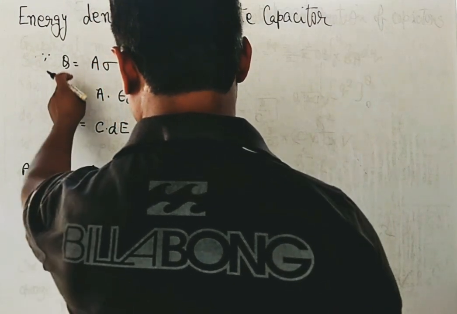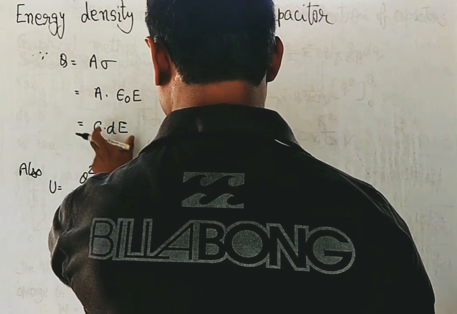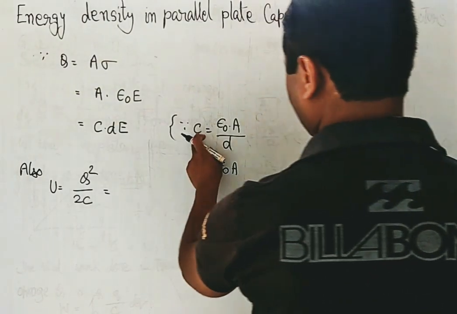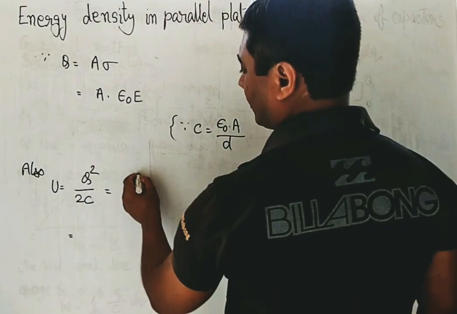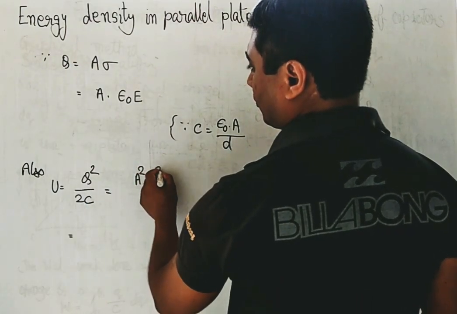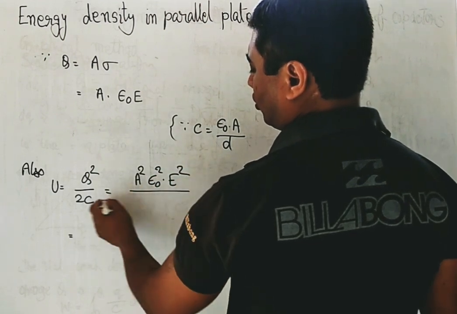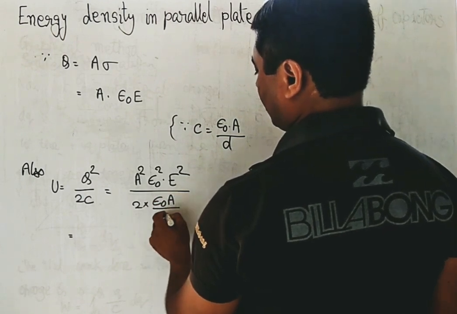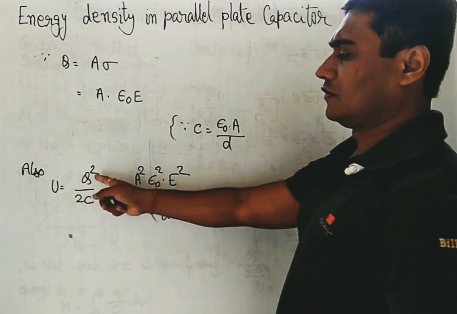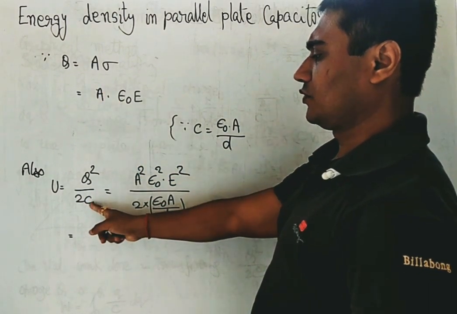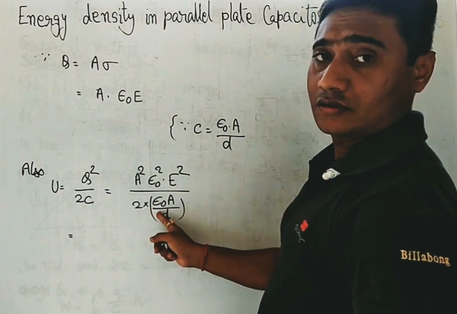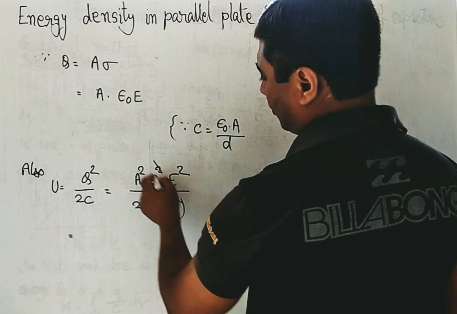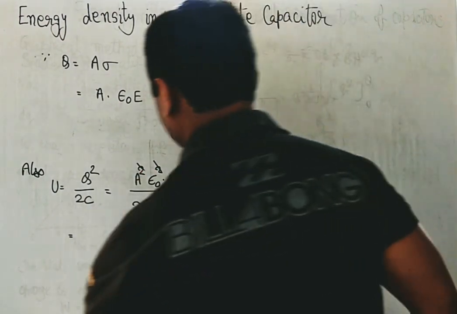So here we can write the form of Q as A epsilon naught E, and thereby for this C we can have this form. So this is A squared epsilon naught squared E squared upon 2 into C. For C I am writing epsilon naught A by d. So this is the value of Q from this equation, and for this C we are having this.